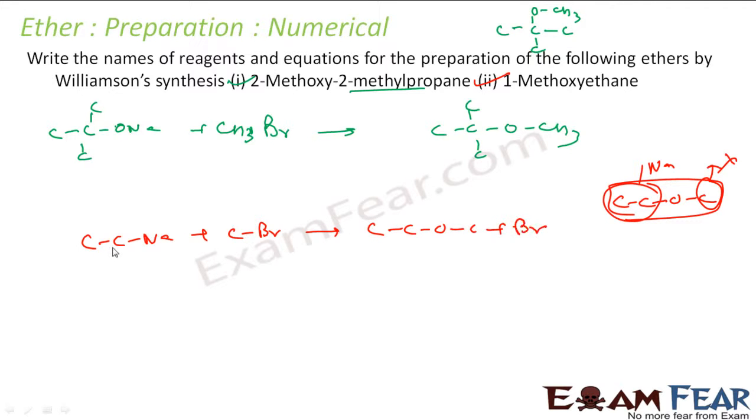You can add extra hydrogens, right? For example, here you have to add these hydrogens. Here you have to add hydrogens. So we can add these extra hydrogens. Correct? This is my ONa actually, sodium ethoxide. This is bromoethane.